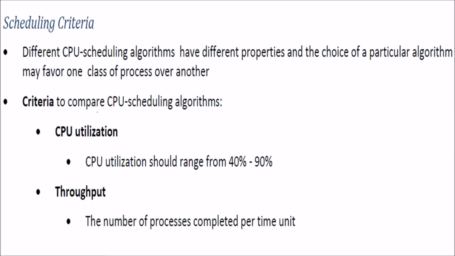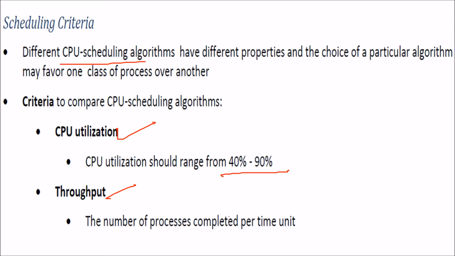Then we have scheduling criteria. Scheduling criteria is based on various aspects because different CPU scheduling algorithms have different properties, as we see just now, and the choice of a particular algorithm may favor one class of process over another. What are the criteria? First is CPU utilization. We want the CPU utilization to be as maximum as possible.